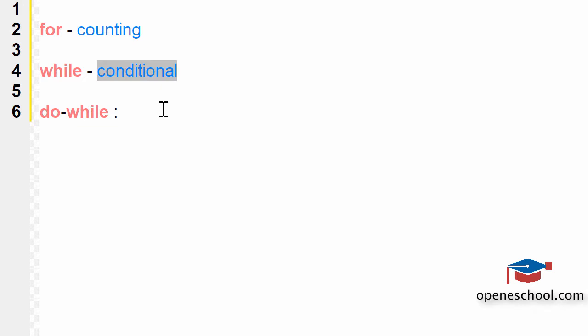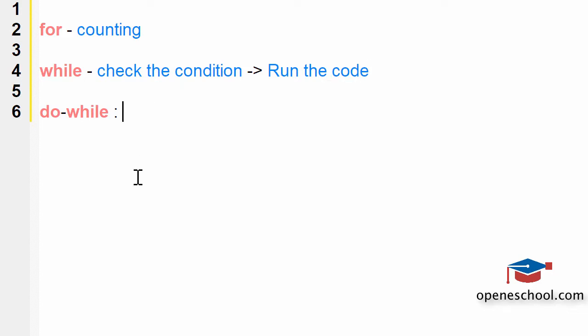So, for the while loop, we first check the condition and then run the code. But when we are using the do while loop, we first run the code and then we check the condition. So this is the only difference between while and do while loop. Both while and do while loops are conditional loops. They are not counting loops like the for loop.